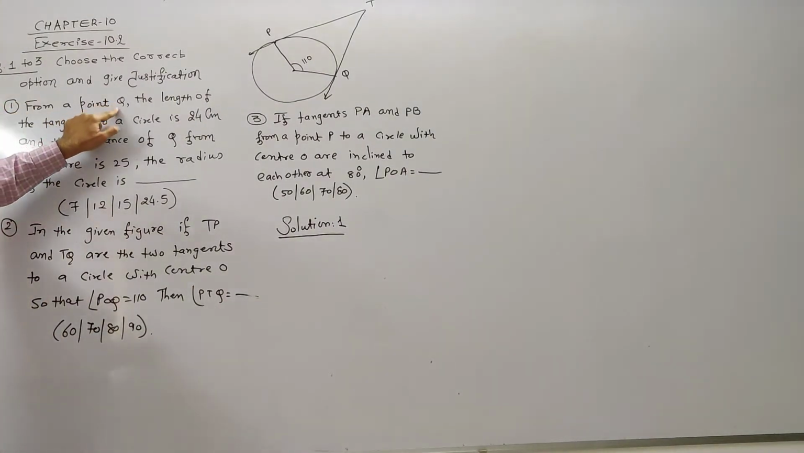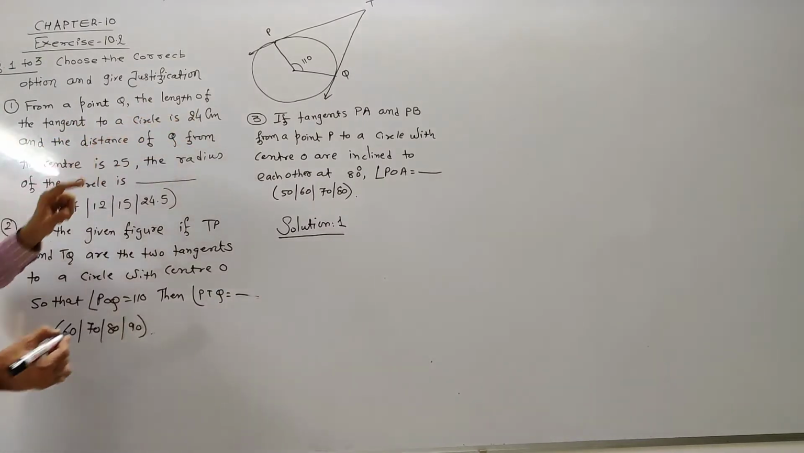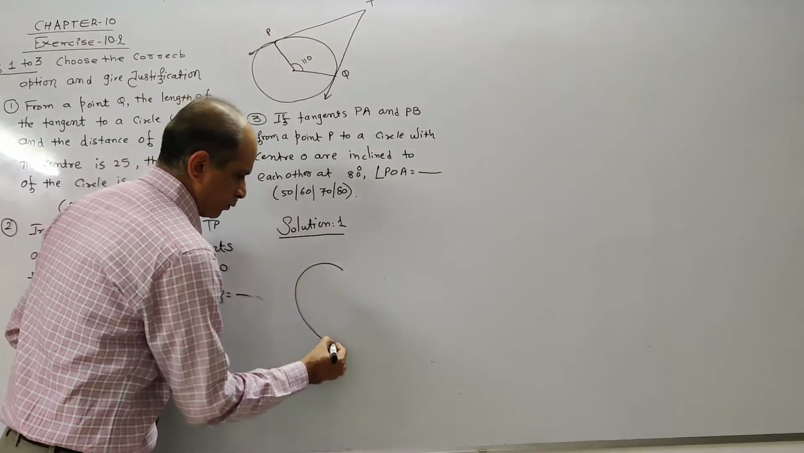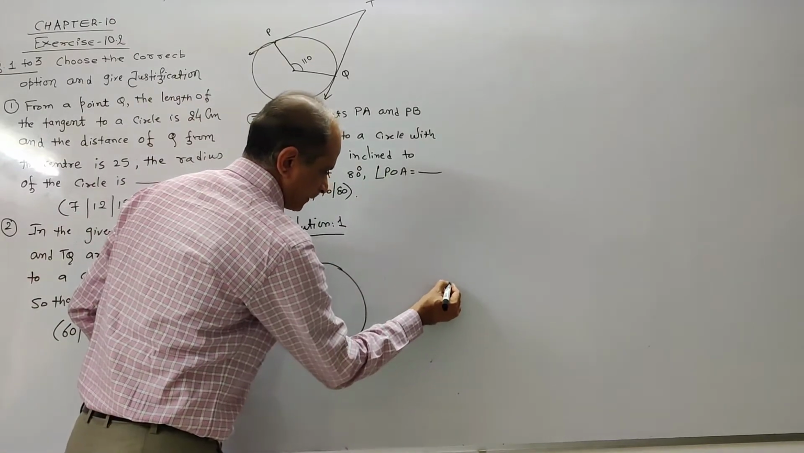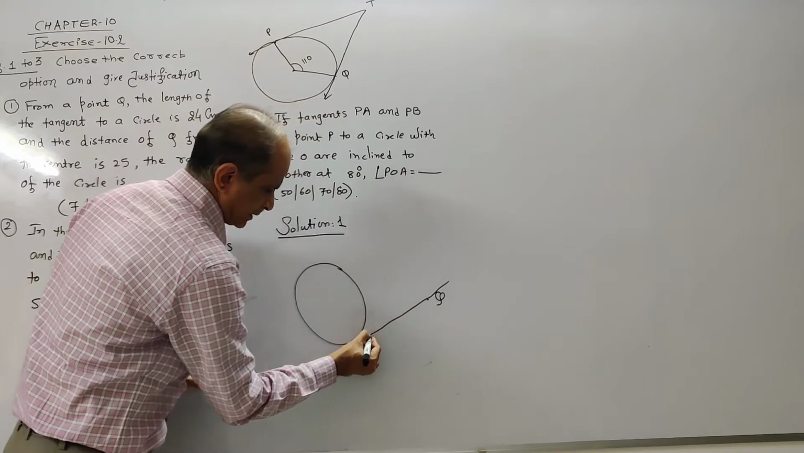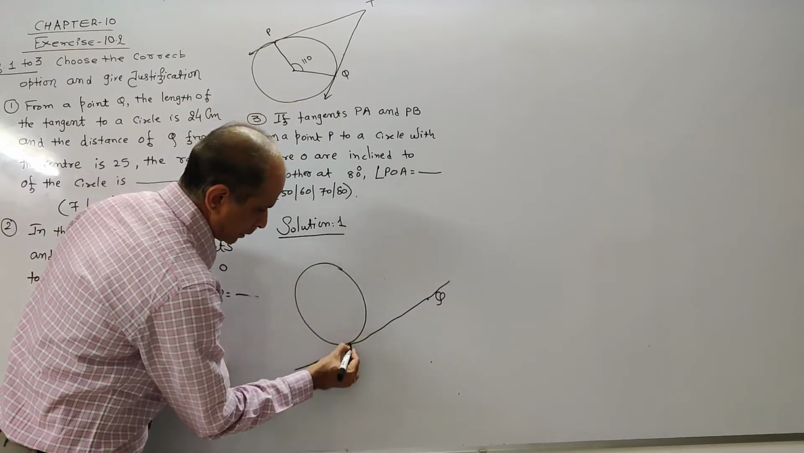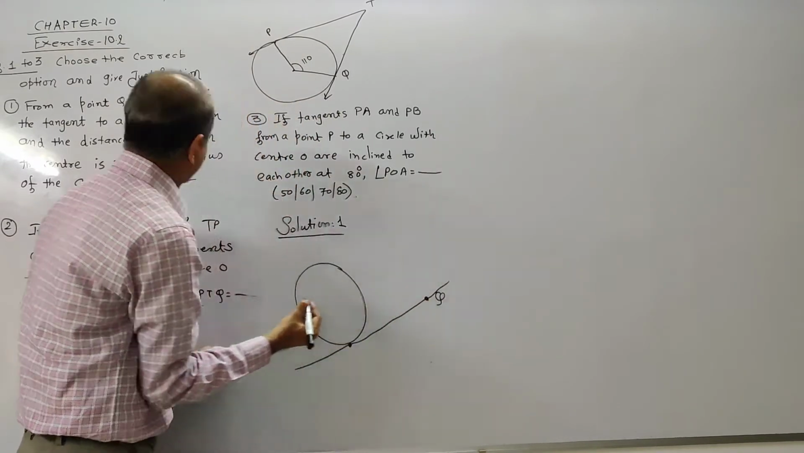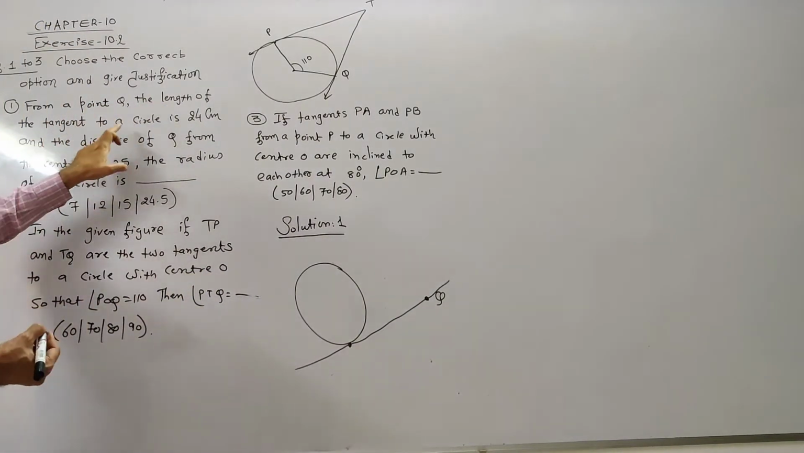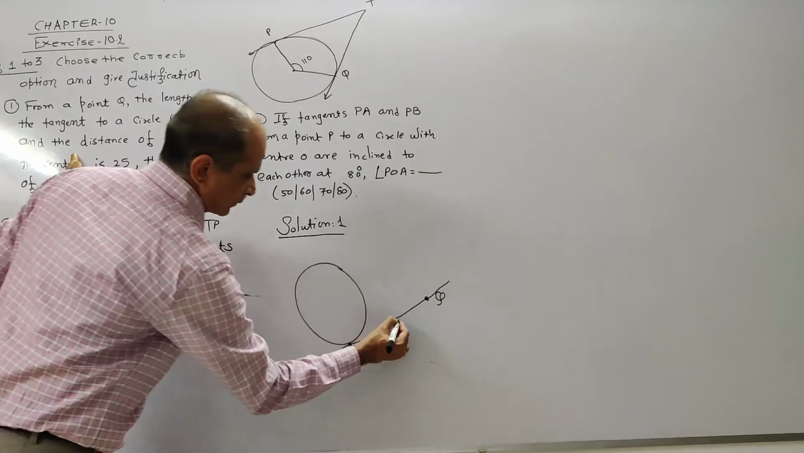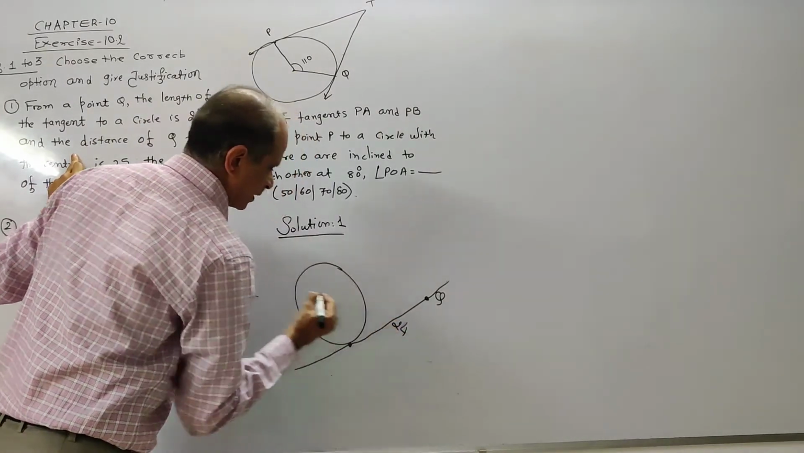From a point Q, the length of tangent to a circle is 24 centimeter. So let me draw one circle. Q is a point on the outside. Let me draw one tangent. So the length of the tangent from Q is 24 centimeter. So this distance is 24 centimeter.